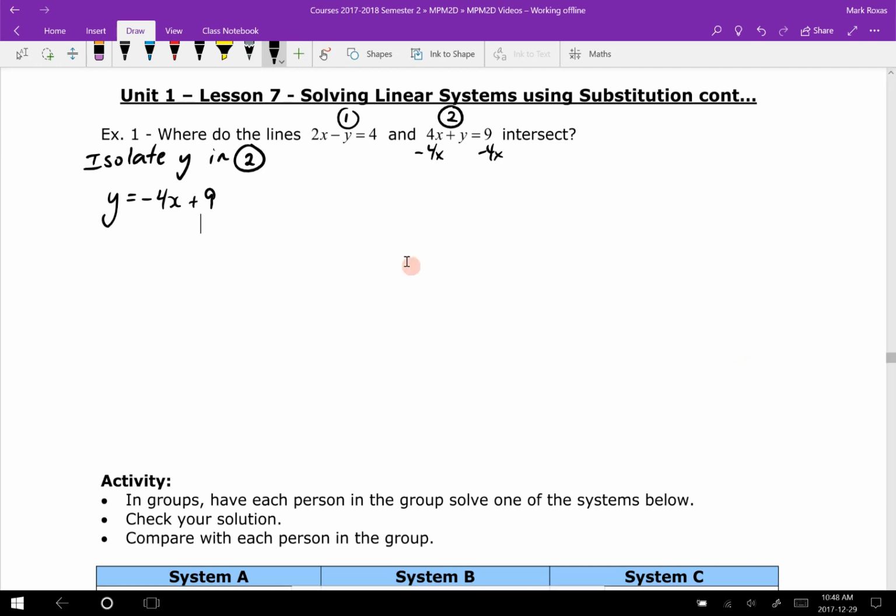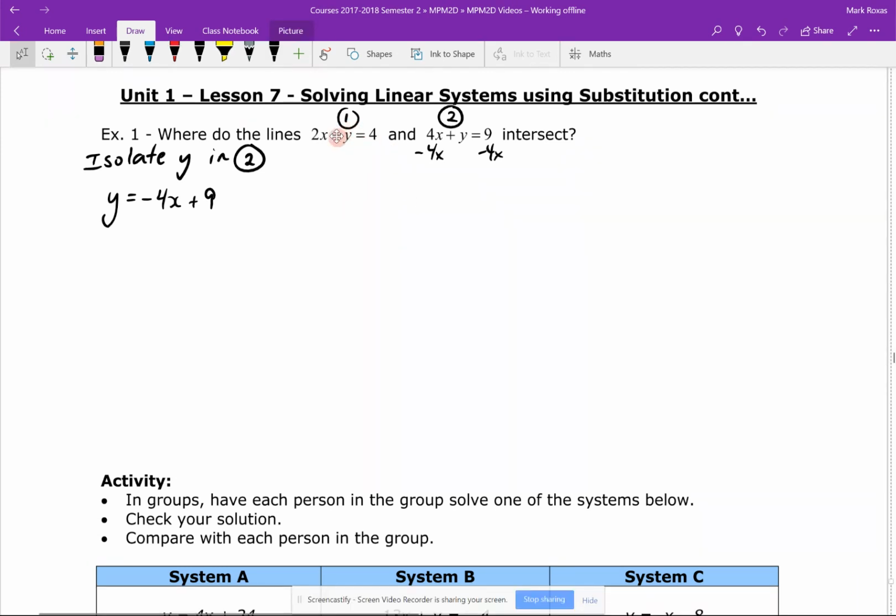I have isolated it, which means now I can go back to equation number 1, and in equation number 1 I can replace or substitute the y variable with this expression from equation number 2. So for equation number 1, here we have 2x minus, so here's my y variable. I'm going to replace the y variable. And if you have a minus sign, it's always a good idea to put brackets, because you're going to have more than one term when you're substituting. So I replace the y with negative 4x plus 9 in brackets. And on the right side of my equal sign, you still have a 4, so write equals 4.